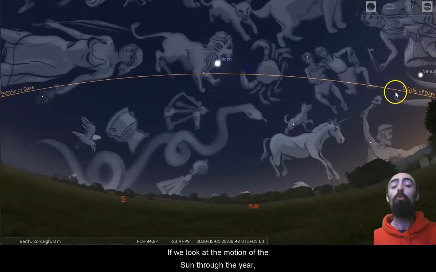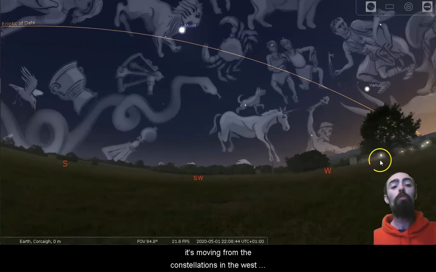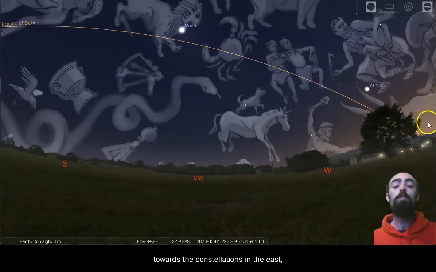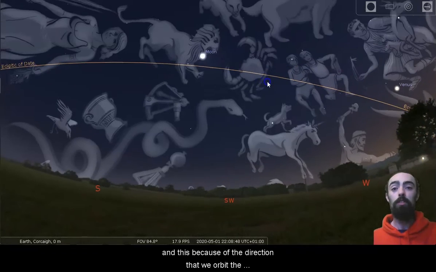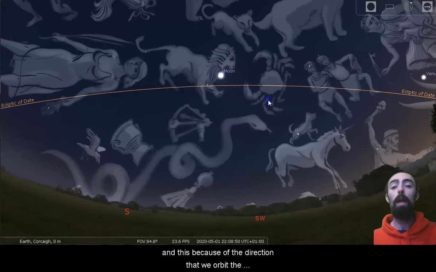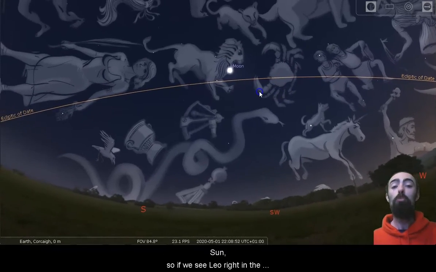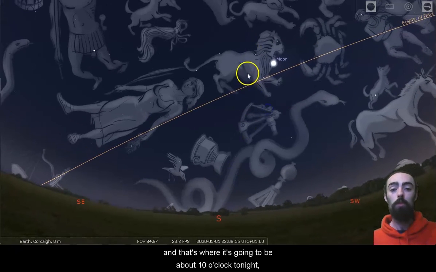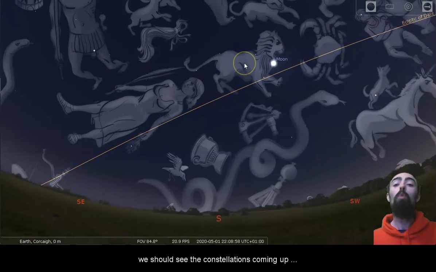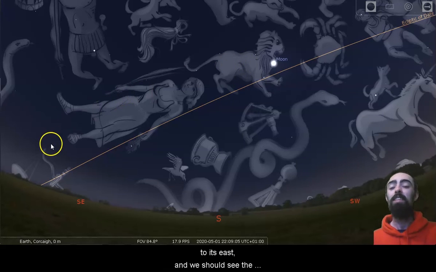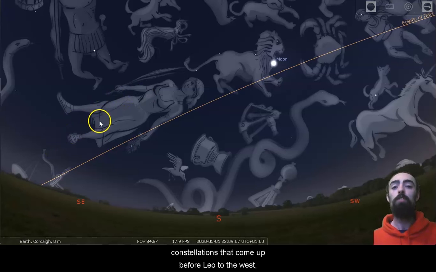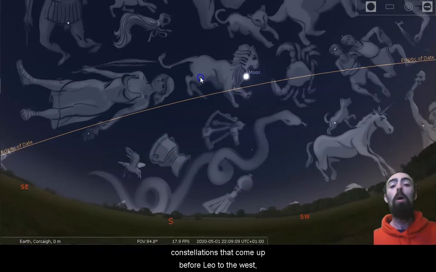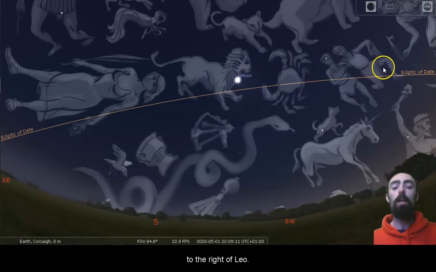If we look at the motion of the sun through the year, it's moving from the constellations in the west towards the constellations in the east, and this is because of the direction that we orbit the sun. So if we see Leo right in the middle of the sky in the south, and that's where it's going to be about 10 o'clock tonight, we should see the constellations coming up later in the year than Leo to the left of Leo, to its east, and we should see the constellations that will come up before Leo to the west, to the right of Leo.